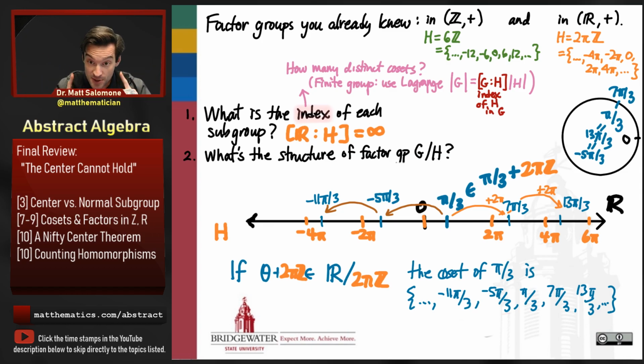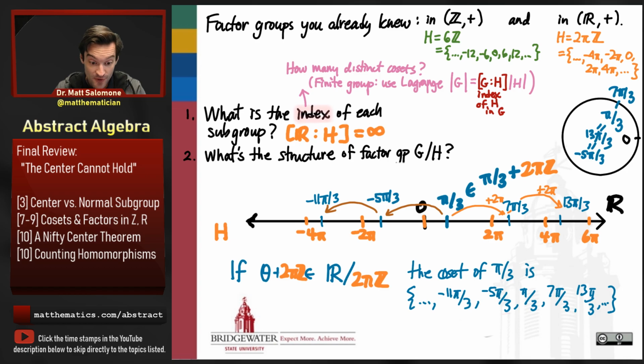But as soon as I consider 0 to be the same thing as 2 pi, which is what we do when we're talking about angles on a unit circle, when 0 and 2 pi are no longer different, that means that pi over 3 and 7 pi over 3 are no longer different. And 13 pi over 3 are no longer different. And minus 5 pi over 3 are no longer different. That is the idea of a factor group.